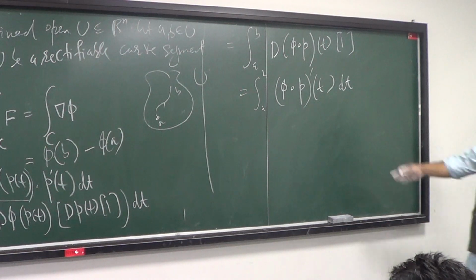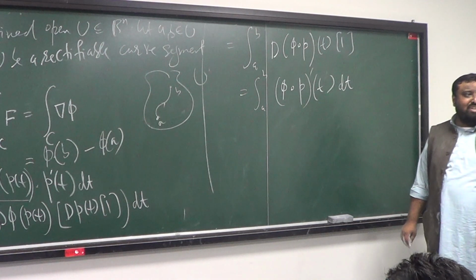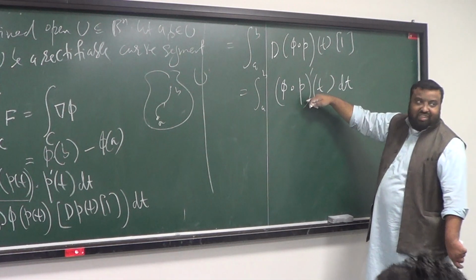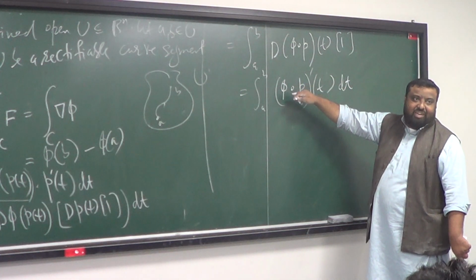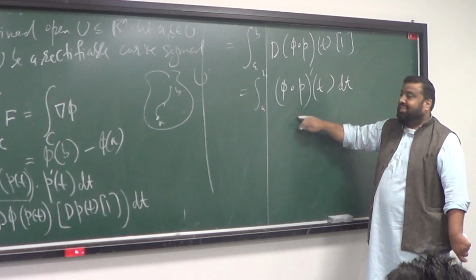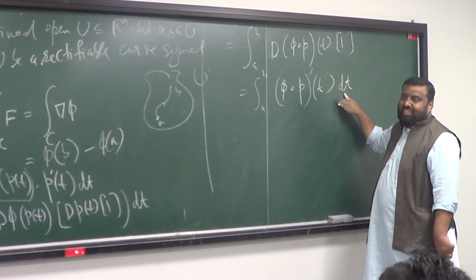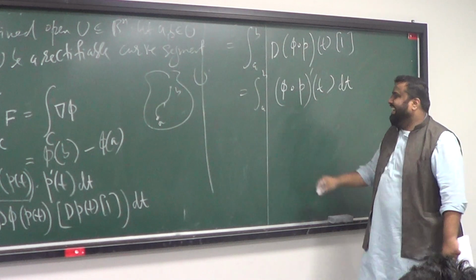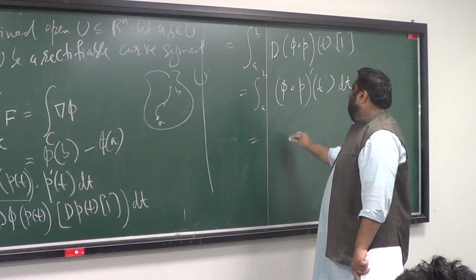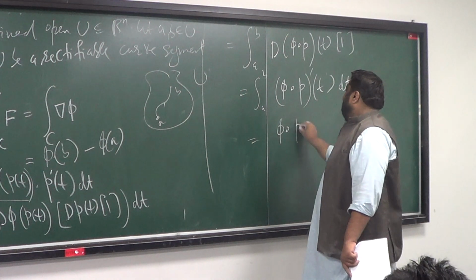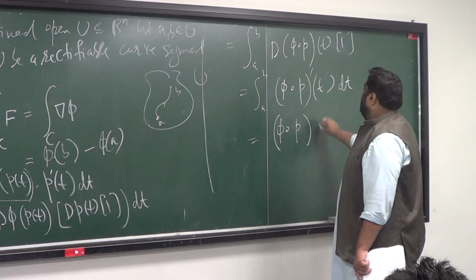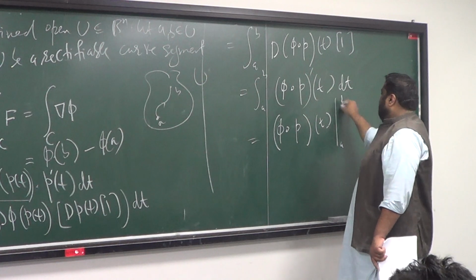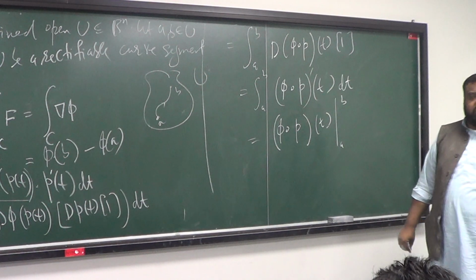And this guy is what? This is just simply a Riemann integral. So phi composition p of t is a function, and it's derived with respect to dt, and you are integrating with respect to dt, so the dt goes away. And this would be the phi composition of the p evaluated at t, but evaluated from A to B.